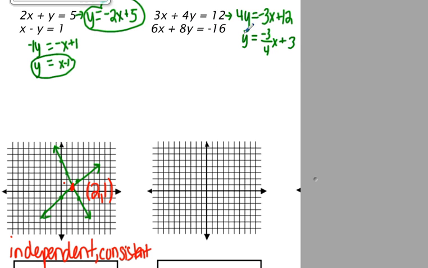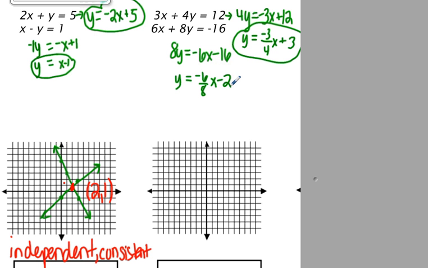Now for my bottom equation, I also want to isolate the y variable. So the first thing I'll be doing is subtracting 6x to the other side of my equation. And next I will divide everything by 8 so that I now have the equation negative 6 over 8x minus 2. Don't forget to simplify or reduce your fraction. So if I reduce negative 6 over 8, I get negative 3 over 4x minus 2.